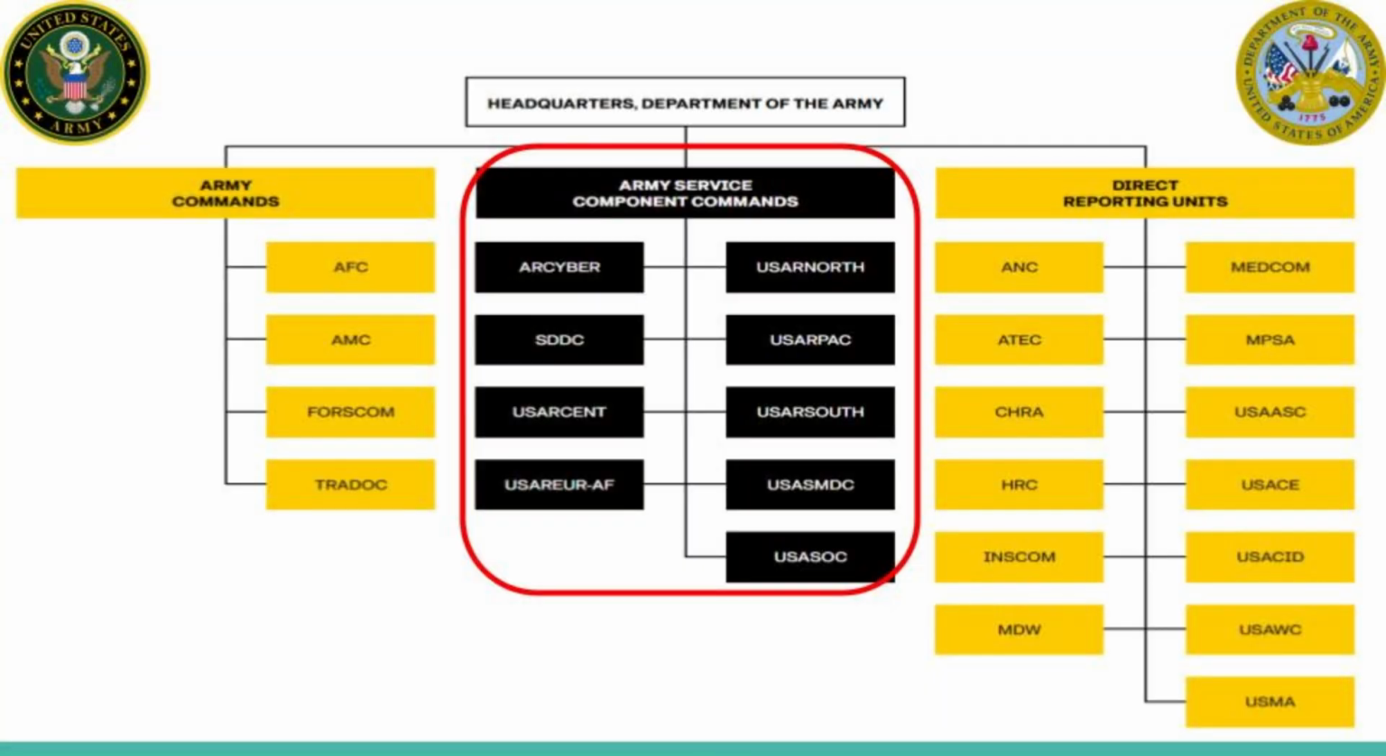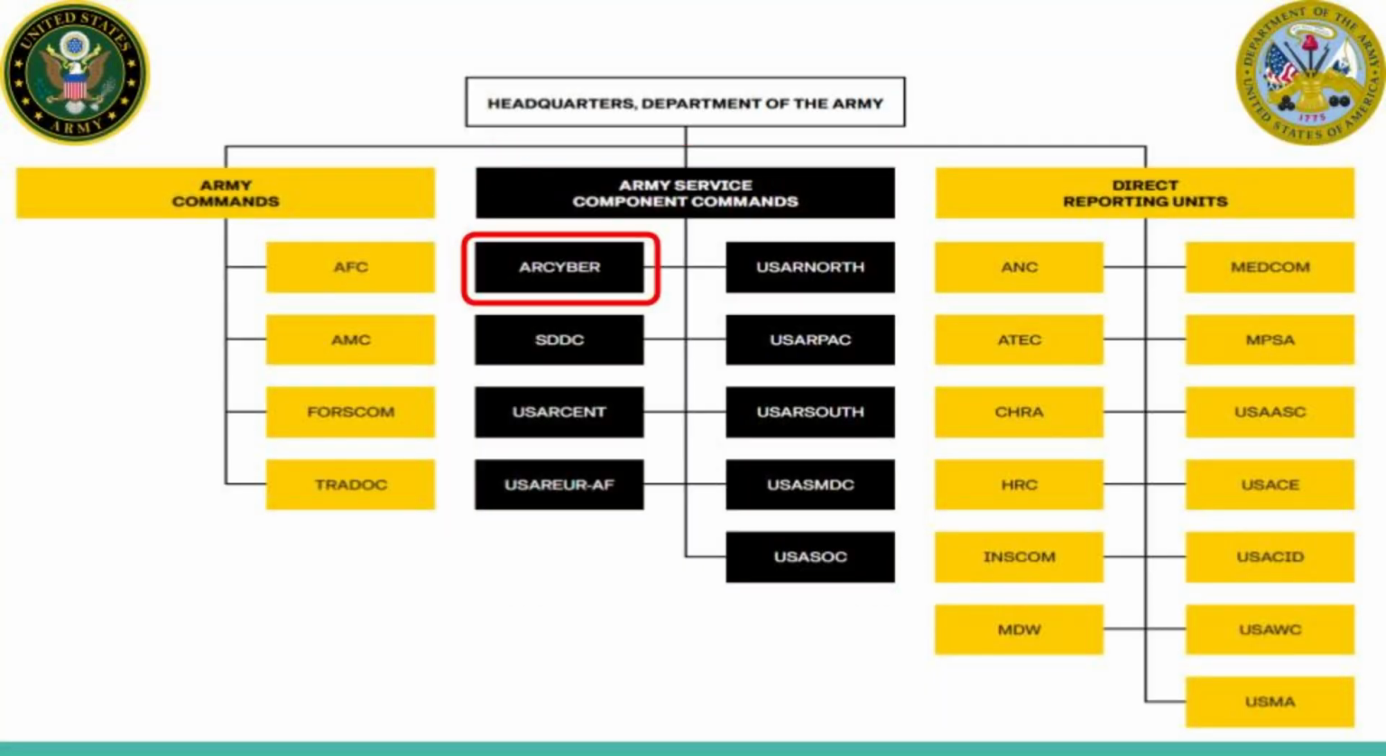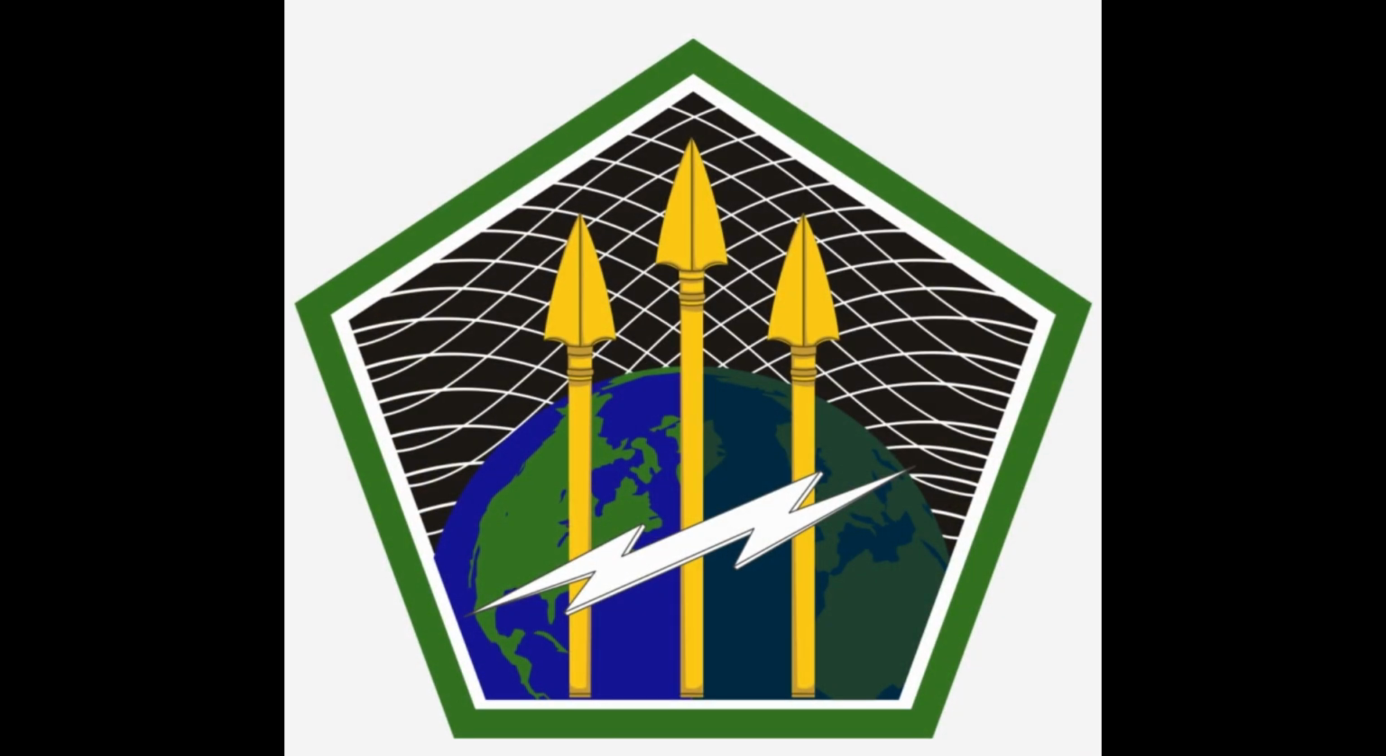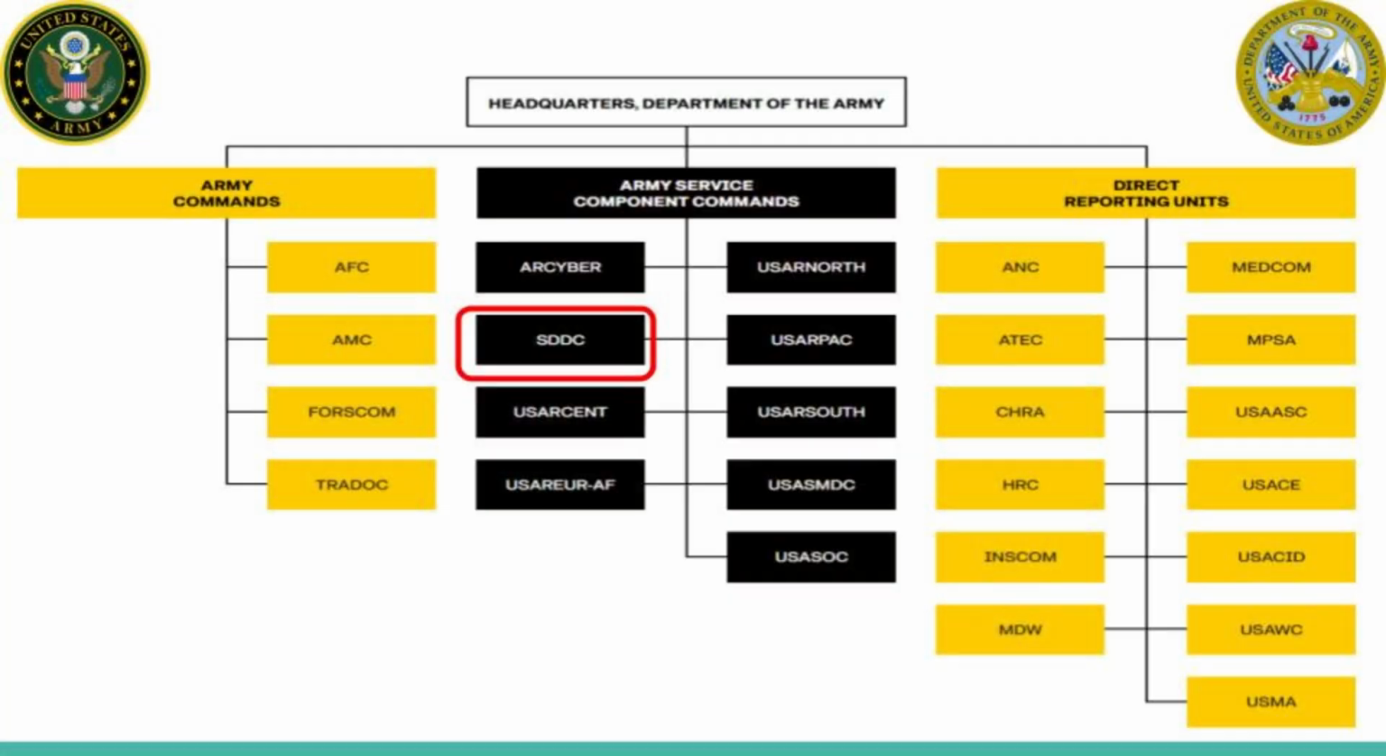The next section we have is the Army Service Component Commands. First we have U.S. Army Cyber Command. U.S. Cyber is an operational level force headquartered at Fort Eisenhower, Georgia. Their mission is to direct and conduct integrated electronic warfare, cyberspace, and information operations as authorized or directed, to ensure freedom of action in and through cyberspace and the information environment, and to deny the same to our adversaries.